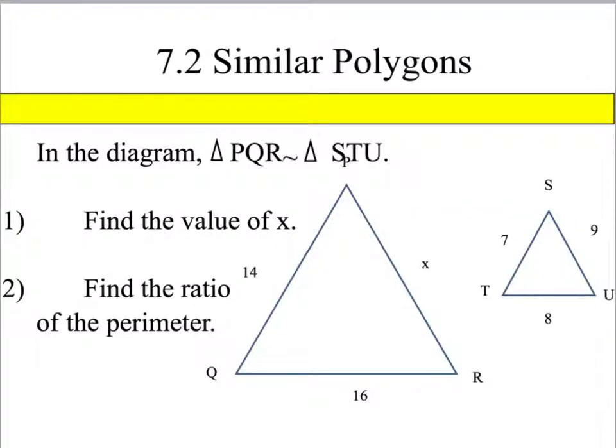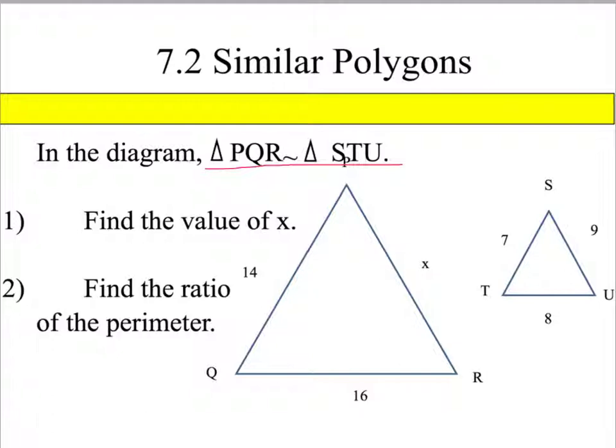Okay, so now it says first of all, find the value of x. Then you're going to find the ratio of the perimeters. Okay, we automatically know right off the top, it gives us our similarity statement of triangle PQR is similar to triangle STU. So from there, I want you to see if you can come up with the correct proportion to solve for the value of x first, and then we'll come up with the ratio of the perimeter. All right, so pause now, see if you can find x.